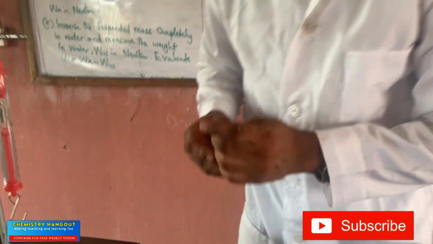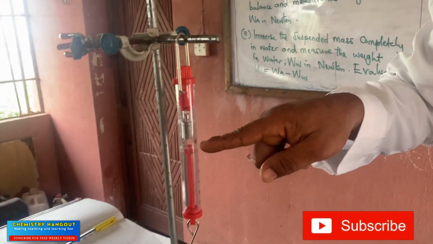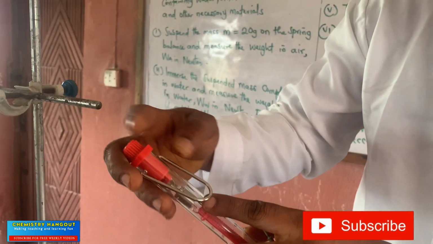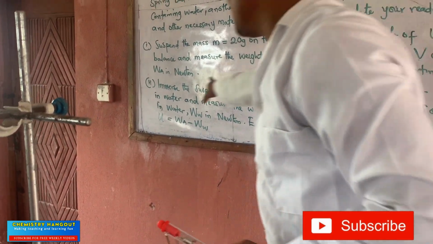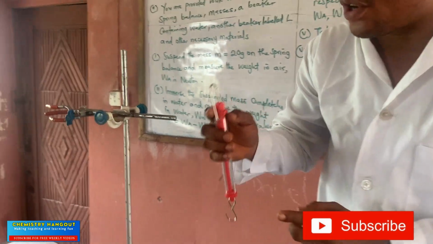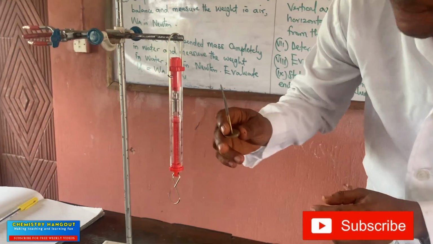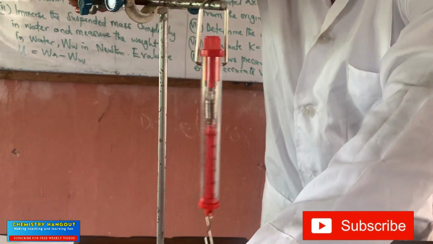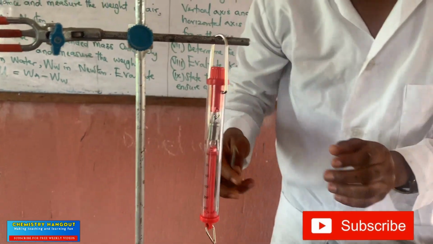Very important, you have your spring balance in gram. You can see this one is in gram. If you turn it, this will be in Newton. What did they ask us to do? They said measure the weight in air, WA, in Newton. So we are using the Newton calibration of our spring balance. Okay, so let us go. Let me do this here, so that when I want to put the beaker, it will be easier. Fine, that's perfect.